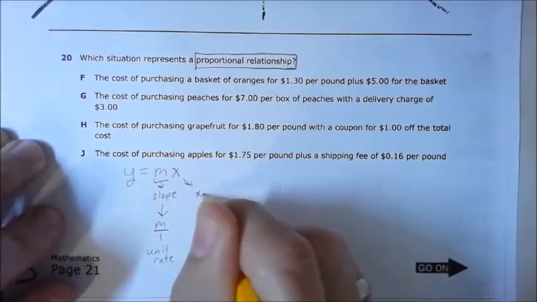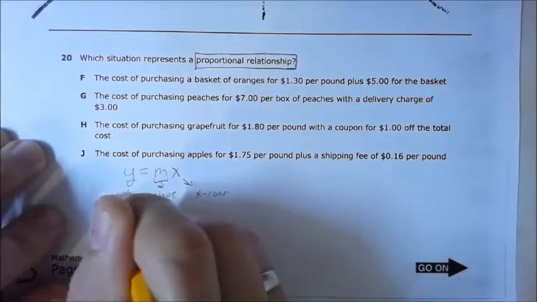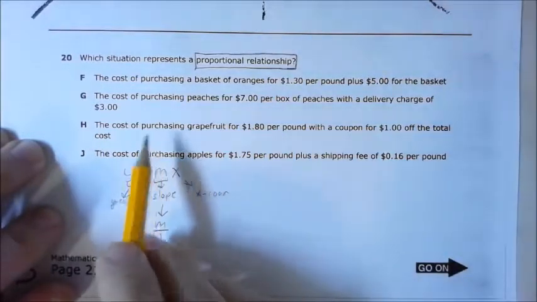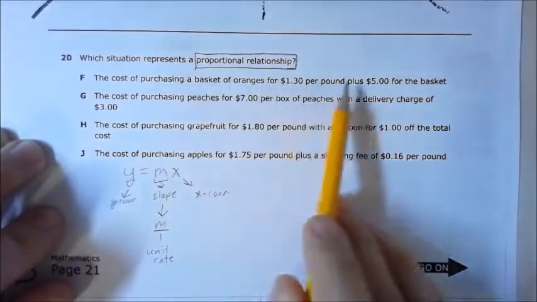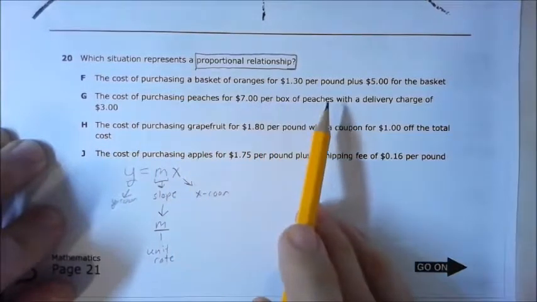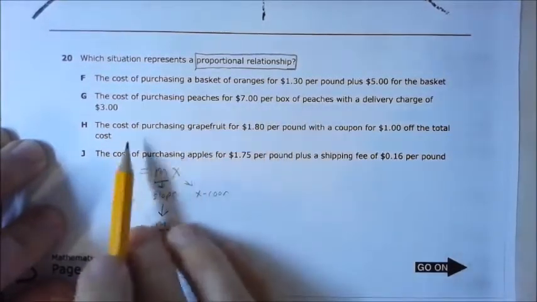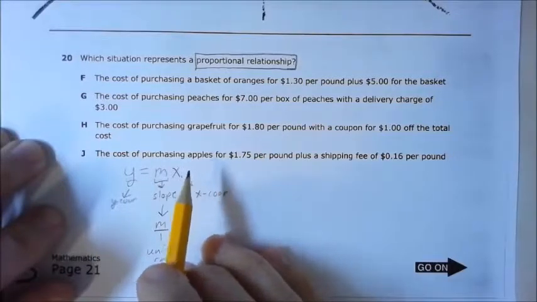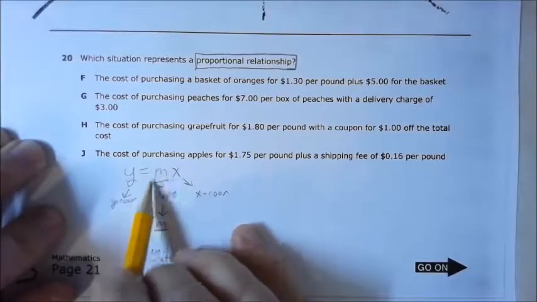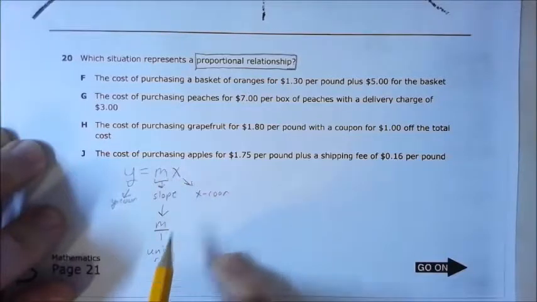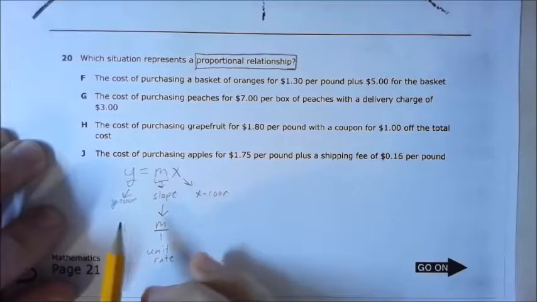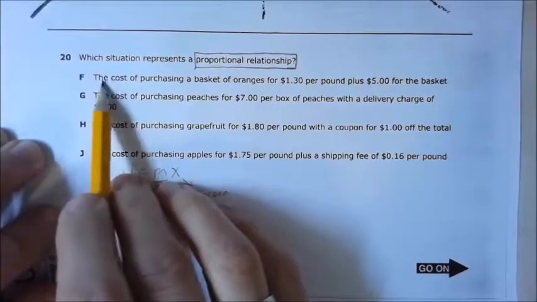x was just our x coordinate, and y is our y coordinate. Now in here, none of these answers have an x coordinate or y coordinate necessarily, but we do see unit rate. So we're going to try to find the one that has a unit rate, so we can just multiply that to a quantity of however many we have to determine how much it costs. So let's take a look.